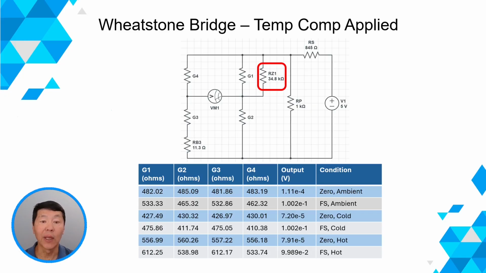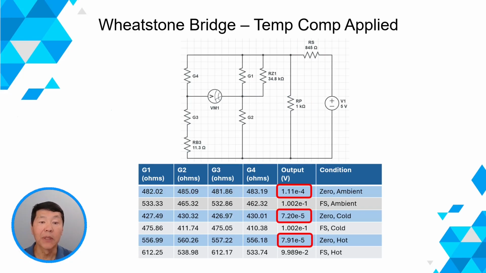To make it easier to look at the results, I've reproduced the TempComp solution here. We see that 4 passive resistors have been added to the Wheatstone bridge. There is now a shunt resistor RZ1 with a value of 35 kiloohms that is connected to gauge G1. There's a series resistor RB3 with a value of 11 ohms connected to gauge G3. There's a bridge series resistor RS with a value of 845 ohms and a bridge shunt resistor RP with a value of 1000 ohms.